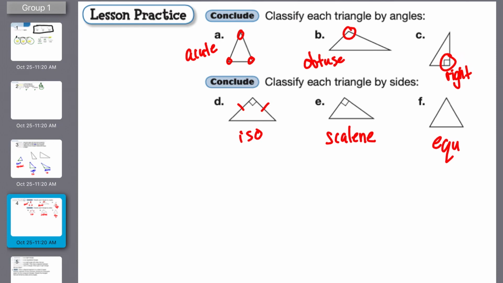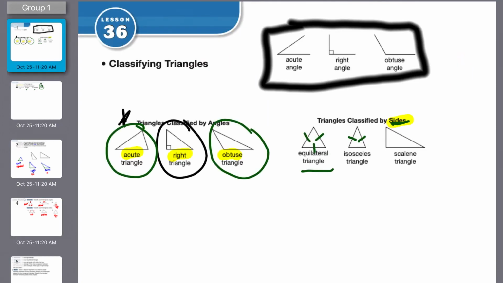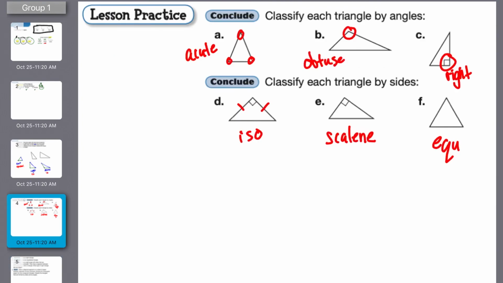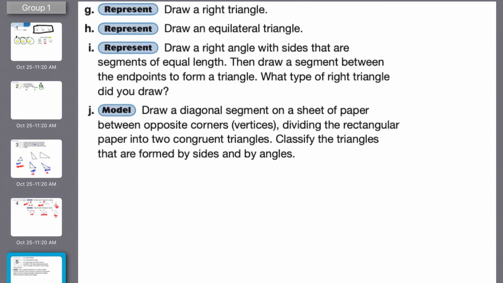And triangles that are equilateral, I suppose, are also isosceles because they have two sides, just like they have three sides. All right, so there we just classified all those. All right, here's what your lesson practice looks like. If you have any questions, ask me during math class.